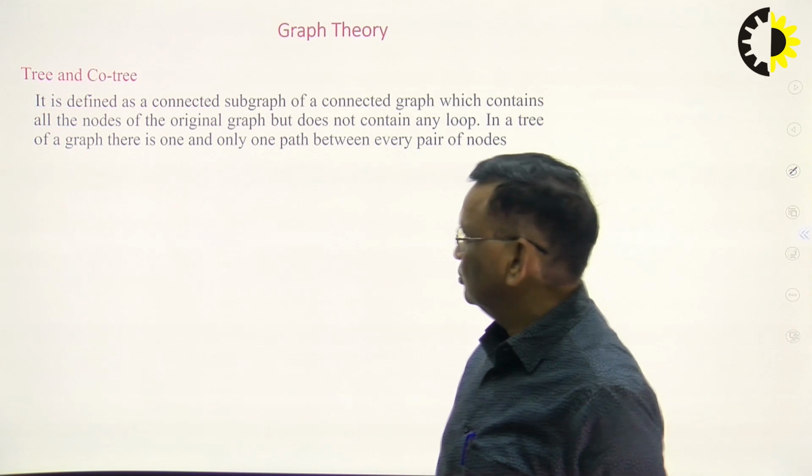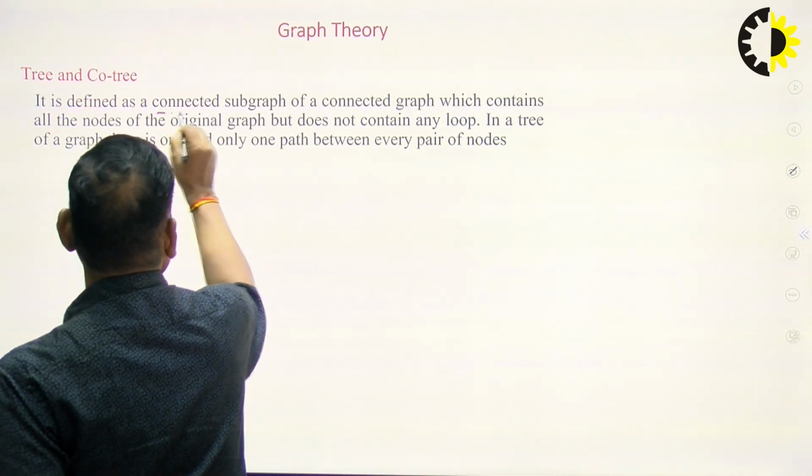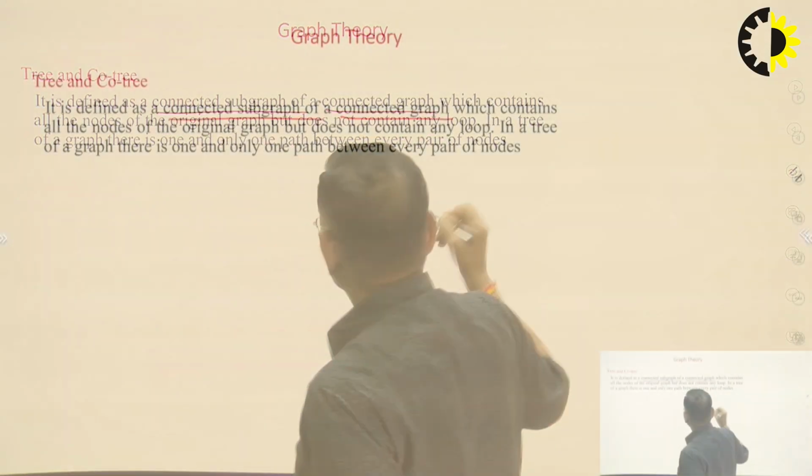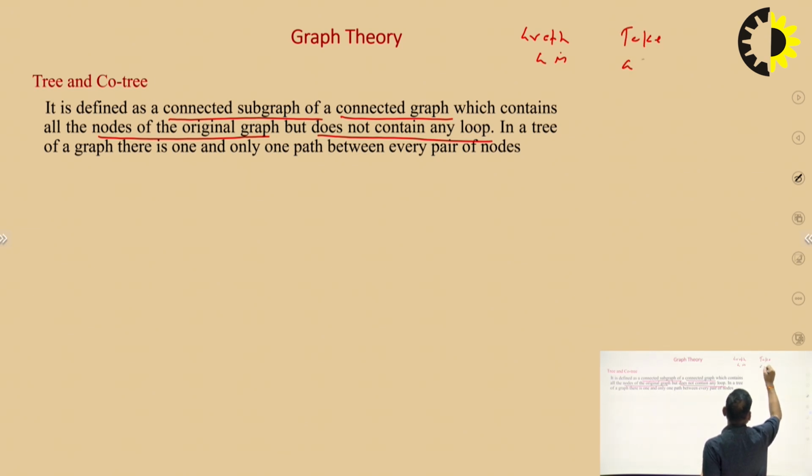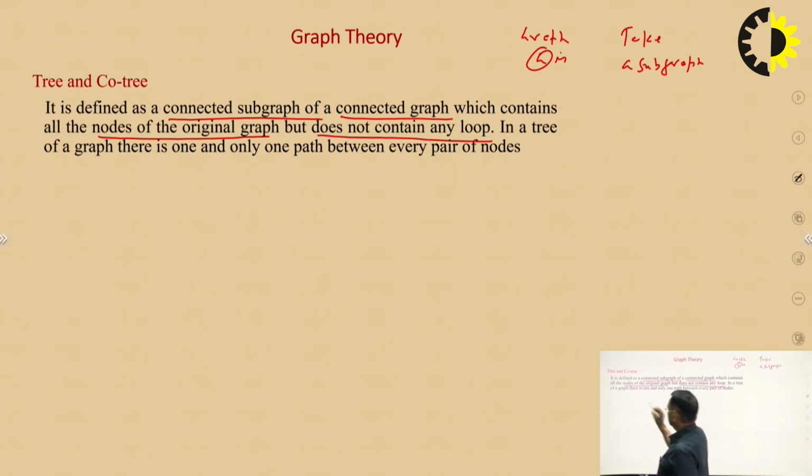So what is a tree? A tree is defined as a connected subgraph of a connected graph. A tree is a subgraph of the original graph which contains all the nodes of the original graph but does not contain any loop. So, given a graph G, we take a subgraph in such a way that it contains all the nodes of the original graph G but does not contain any loop. In a tree of a graph, there is one and only one path between every pair of nodes.